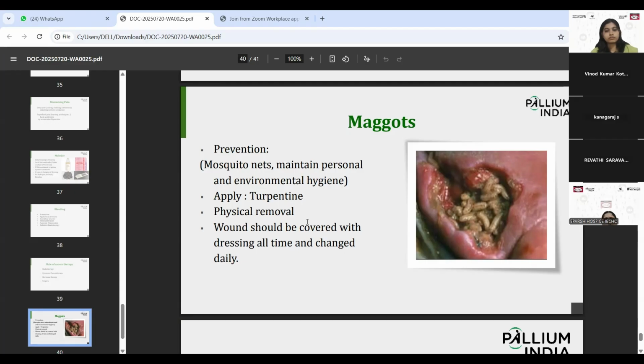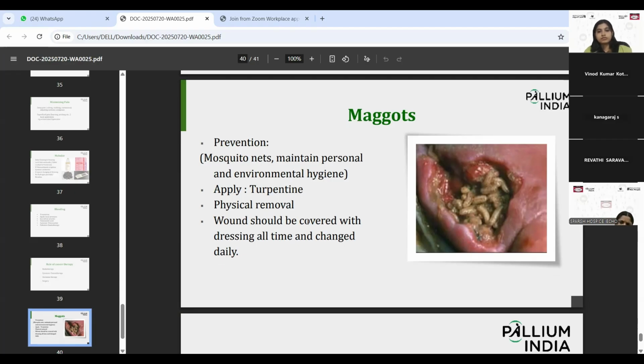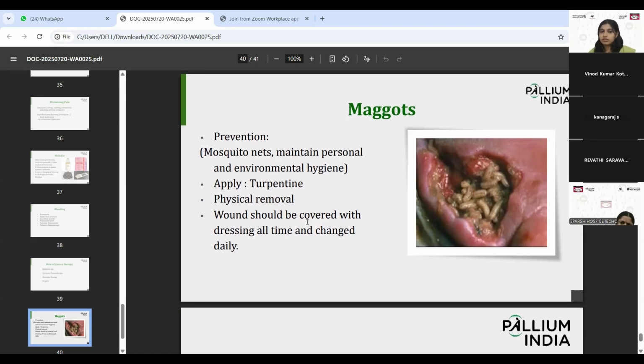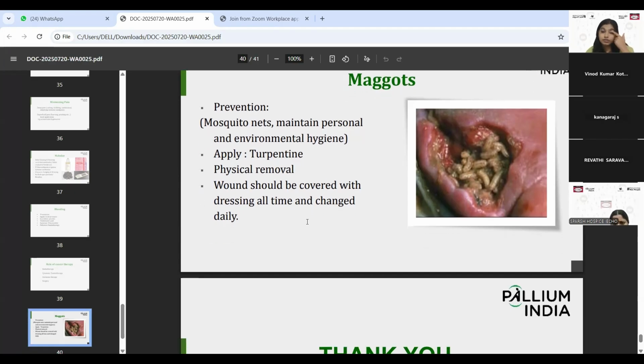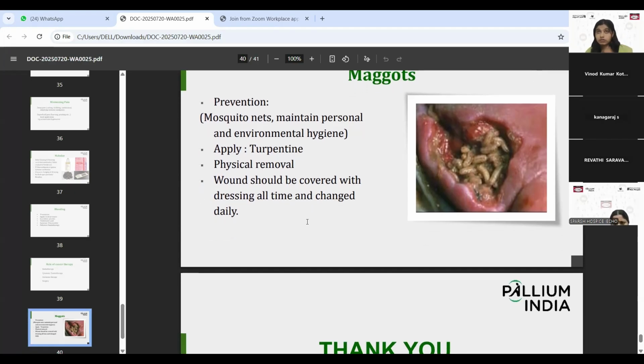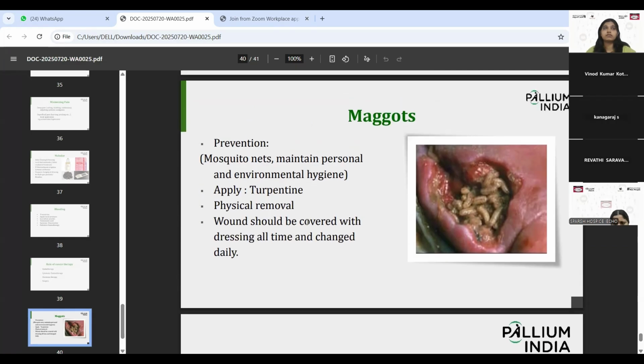So we have to advise the attender or caretaker to provide a clean environment, especially a mosquito-free or mite-free environment, to the patients. They have to use very neat and clean cloths to cover the wound and to lay on the bed. They have to use clean things to reduce the risk of maggots.